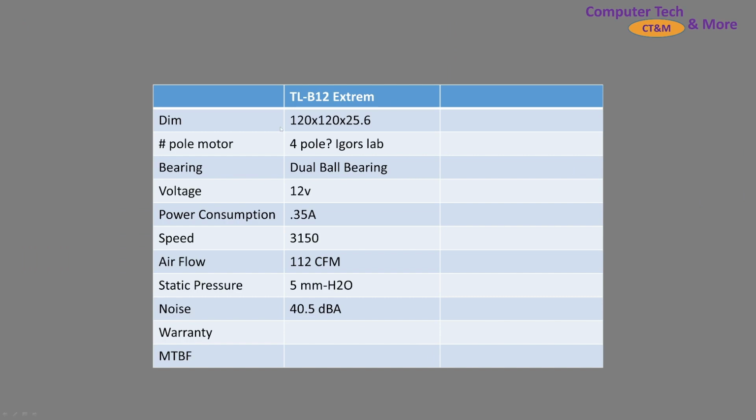So now we're on to the specs. I suspect it's a four-pole motor, and I got that from Igor's Lab. It's a dual ball bearing, 12 volt, 0.35 amps, so it does use a little bit on the high side for amperage, but you could still handle two, maybe three on a single header on your motherboard. RPM is 3,150, so that is higher than most other 3,000 RPM fans. Airflow is 112 CFM, 5 mm of H2O, and 40 decibels.